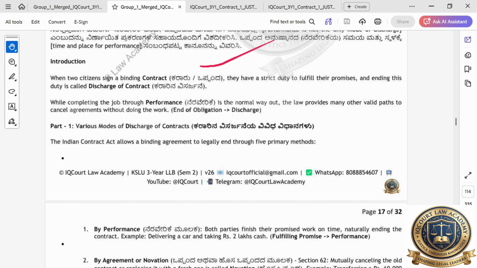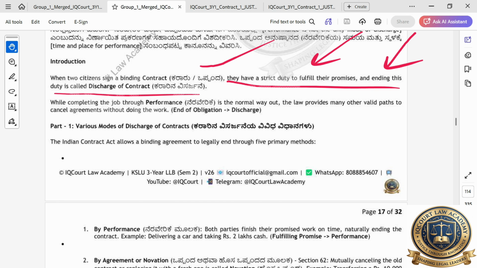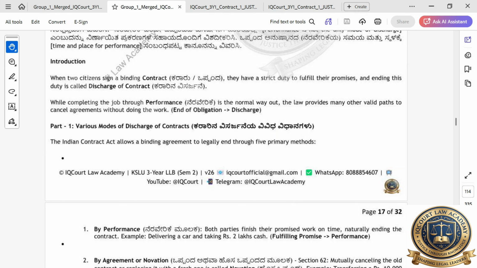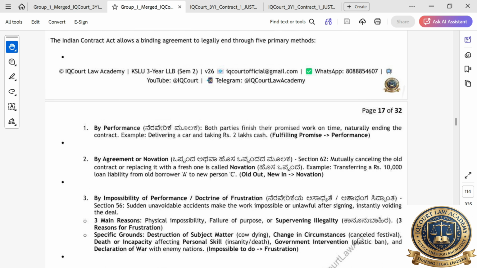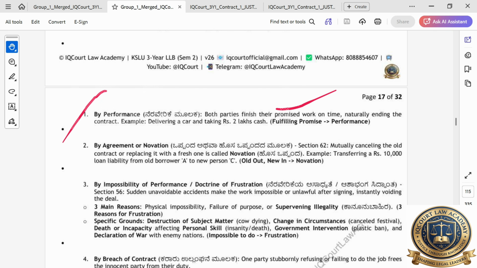Topmost important. When two citizens sign a contract, they have a strict duty to fulfill their promise. Ending this duty is called discharge of contract. While completing the job through performance is the normal way out, the law provides many other valid paths to cancel the agreement without doing the work. Various modes: by performance. When both parties finish the work, it is over.